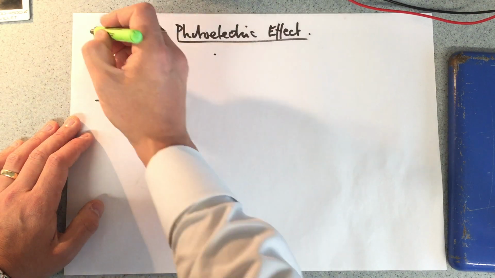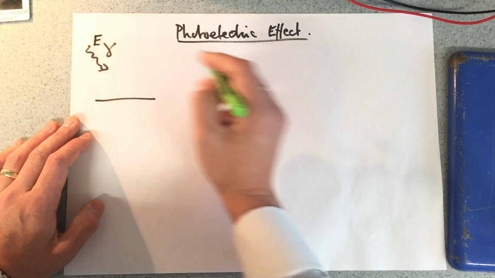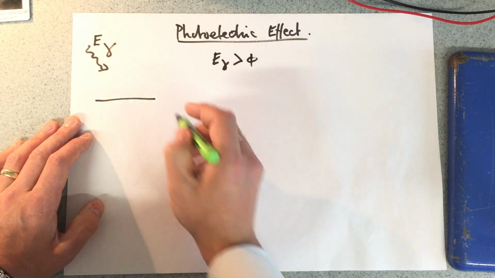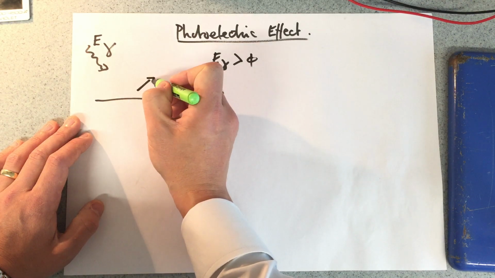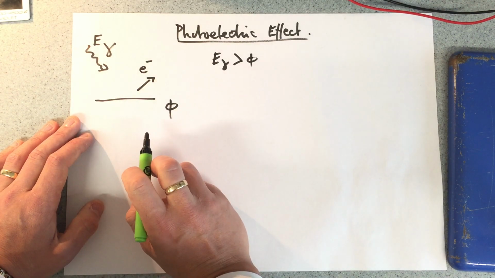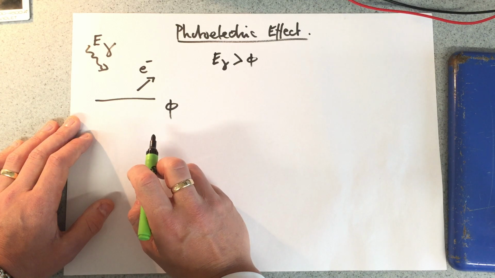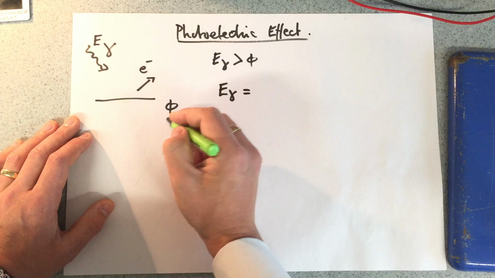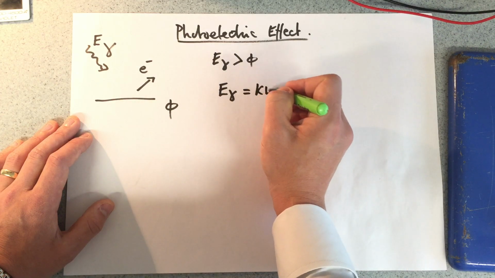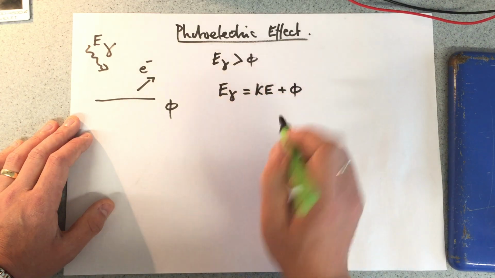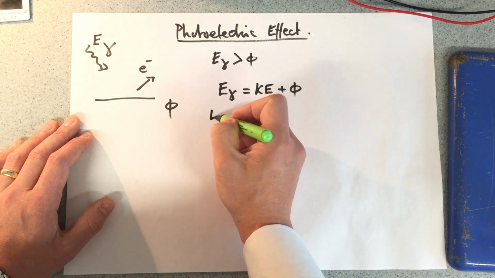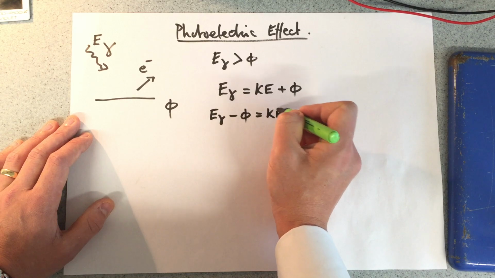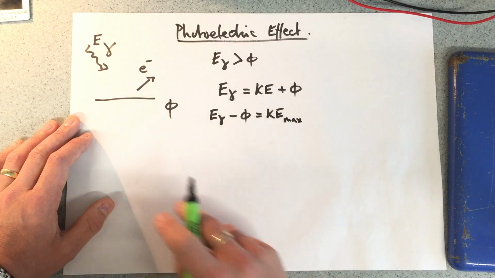if the energy of the photon is greater than the work function of the material, there is an electron ejected with a certain amount of kinetic energy. So therefore, the energy of the photon becomes equal to the kinetic energy of the electron plus the work function. Or indeed, maybe a nice way of writing it is the energy minus the work function, the remainder gives you the kinetic energy max of the electron.